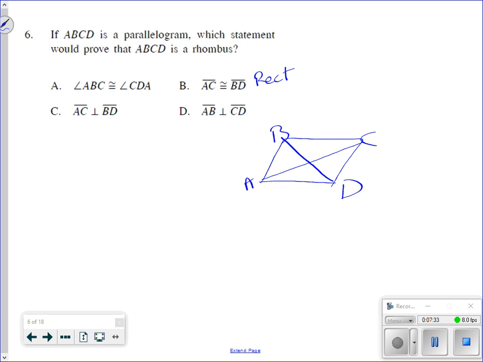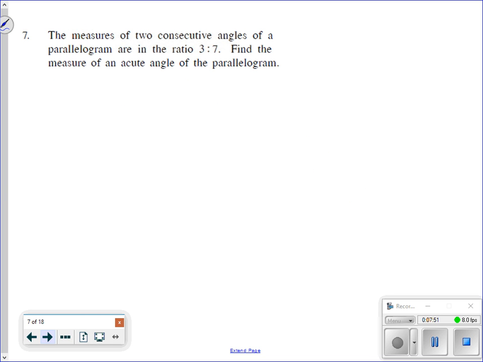AC perpendicular to BD. Well, that says our diagonals are perpendicular, so seems like our answer is it. And then AB is perpendicular to CD. Well, that's physically impossible. So that one is out. And that leaves us with choice C. Our diagonals are perpendicular.